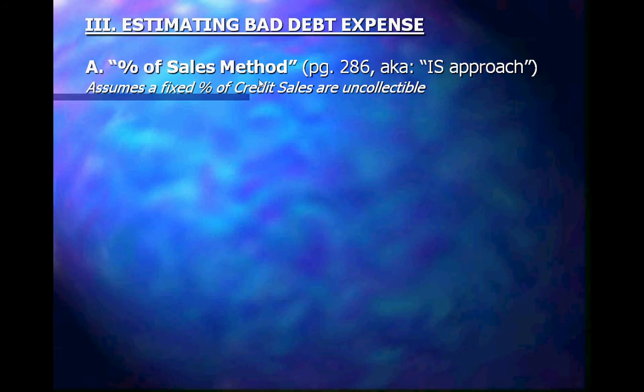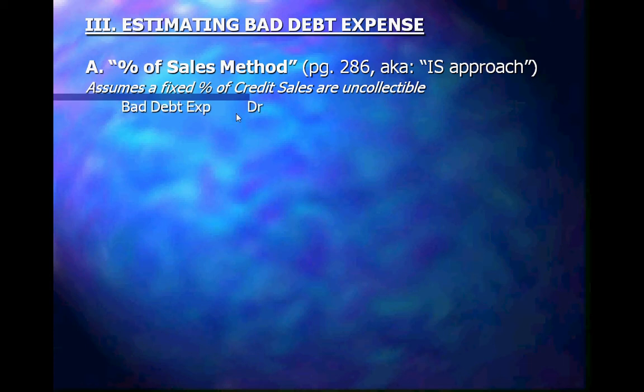First of all, this method assumes that a fixed percent of all your credit sales are going to be uncollectible. In other words, some customers who buy on credit are never going to pay you. Of course, you don't know which customers they are yet. You just have some historical data that maybe it's 2%, maybe 3%, maybe it's really good and less than 1%. Either way, you assume that a fixed percent of all your credit sales will never be paid because customers won't or can't pay you.